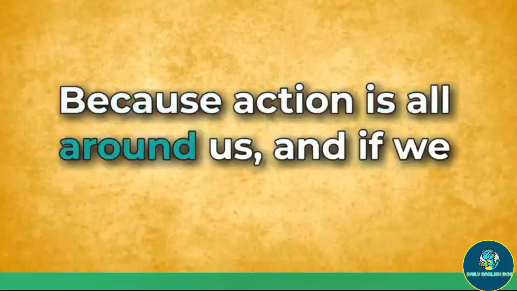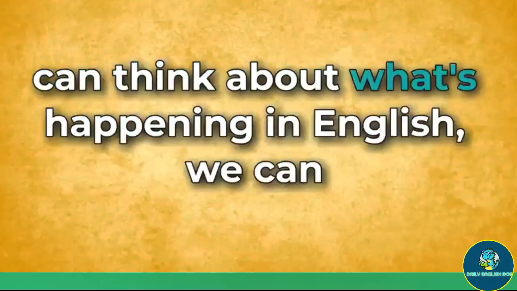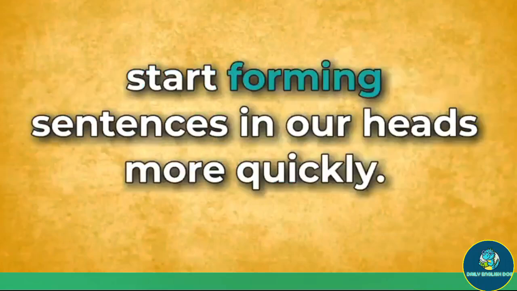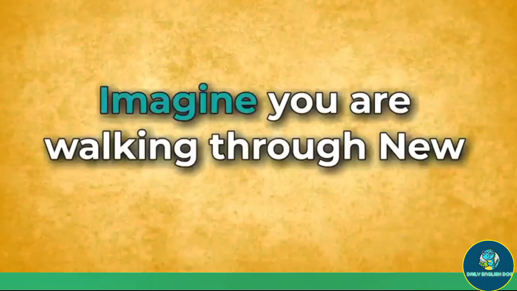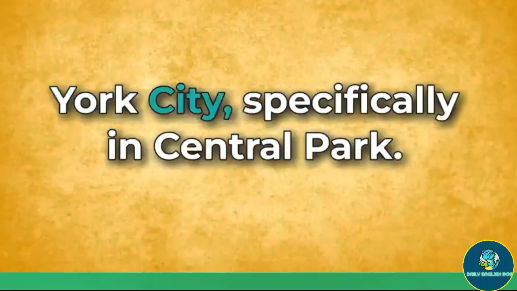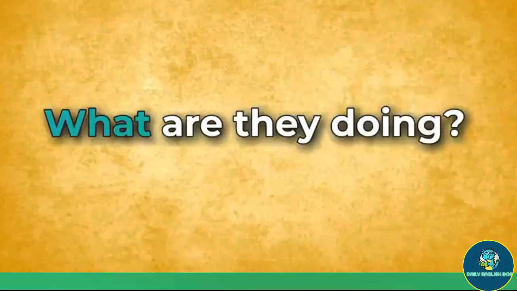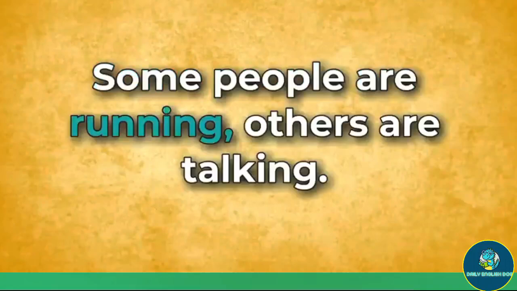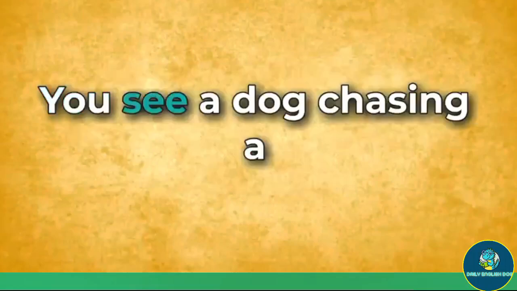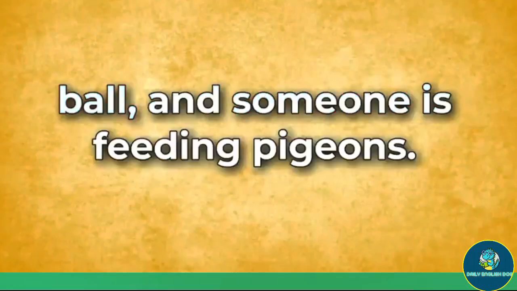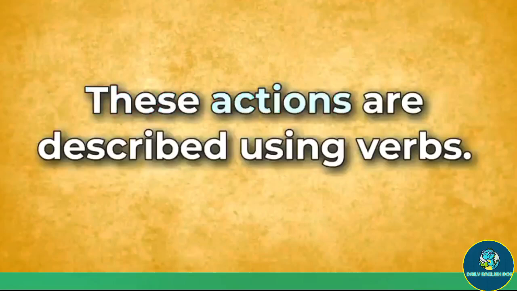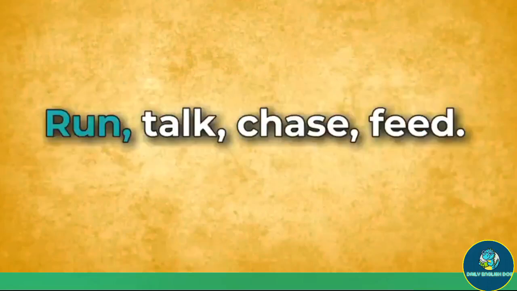Why do we start with verbs? Because action is all around us, and if we can think about what's happening in English, we can start forming sentences in our heads more quickly. Let's take an example. Imagine you are walking through New York City, specifically in Central Park. You see people everywhere, all engaged in different activities. What are they doing? Some people are running, others are talking. You see a dog chasing a ball, and someone is feeding pigeons. These actions are described using verbs: run, talk, chase, feed.